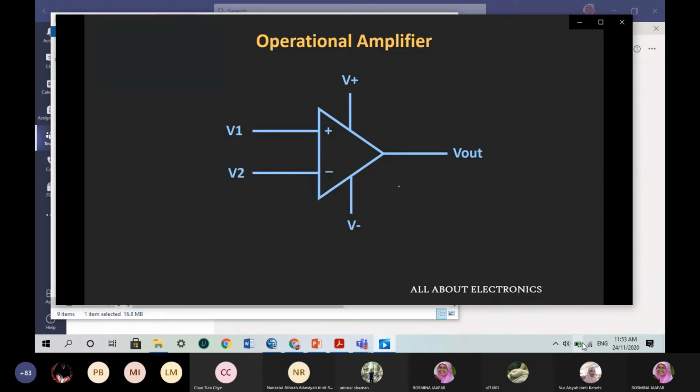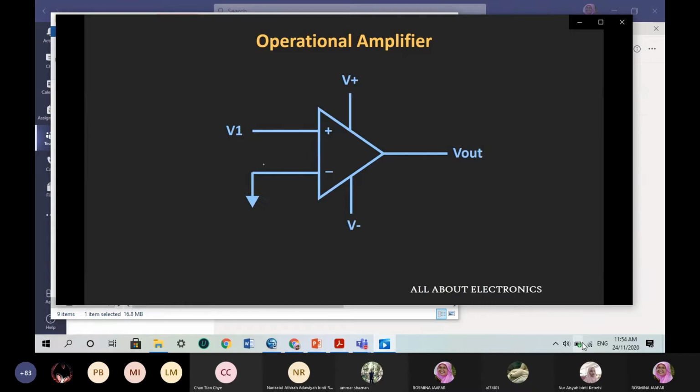Now if you see this operational amplifier, it is one kind of differential amplifier with a single output. It means that this amplifier amplifies the difference between the two input signals. Let's say V1 and V2 are the input signals applied to this operational amplifier, and let's say the gain of this operational amplifier is A, then the output will be equal to A times (V1 minus V2).